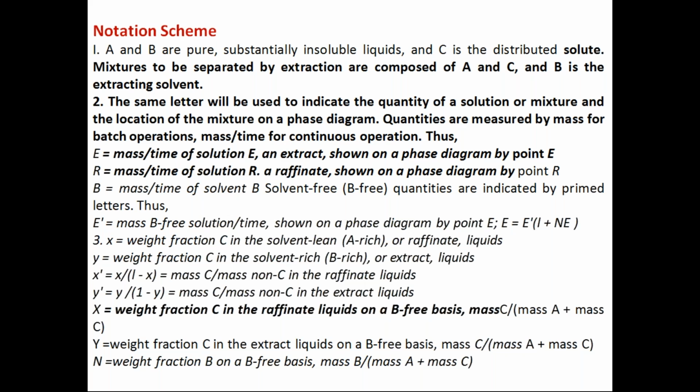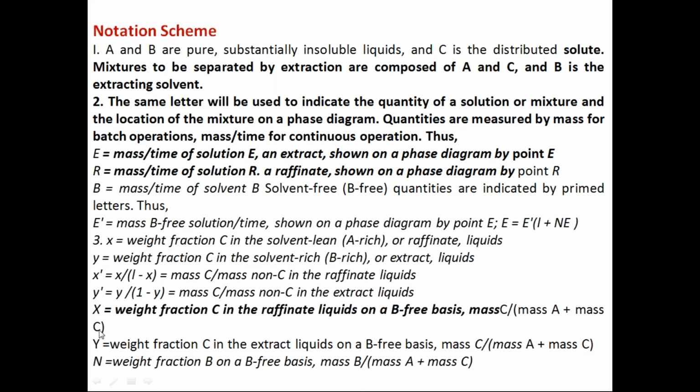Y is also the weight fraction of C in the solvent phase, and X prime, Y prime indicate mass of C divided by mass of non-C. Except C, whatever is there, can be indicated, and find out the X prime. X prime is equal to X divided by 1 minus X. In the raffinate we will use the X value, whereas in the extract we use the Y value. So X prime, Y prime indicate the mass fractions of C on a non-C basis.